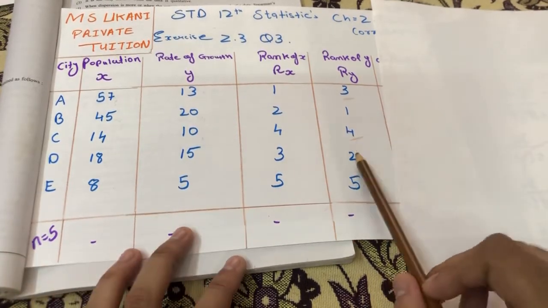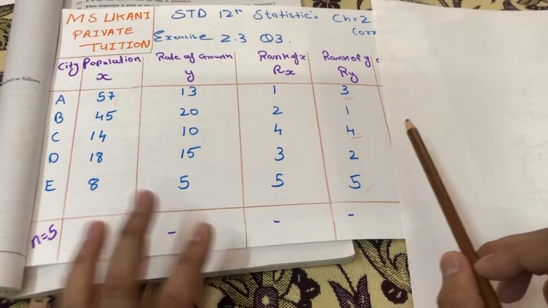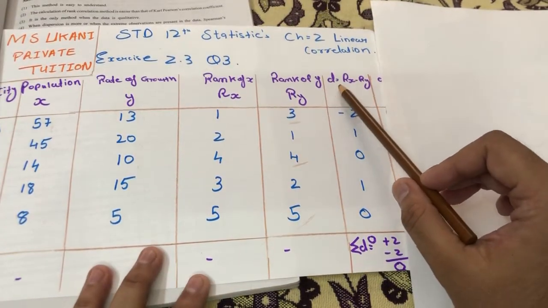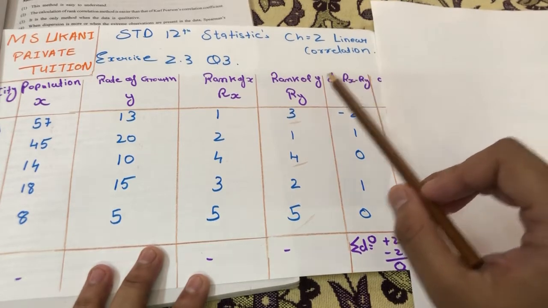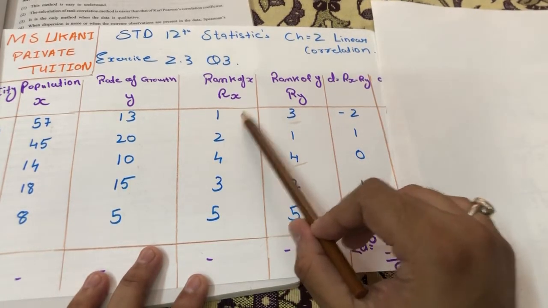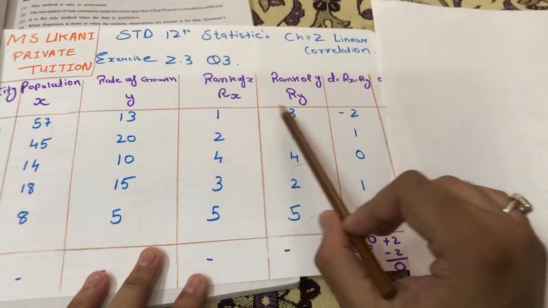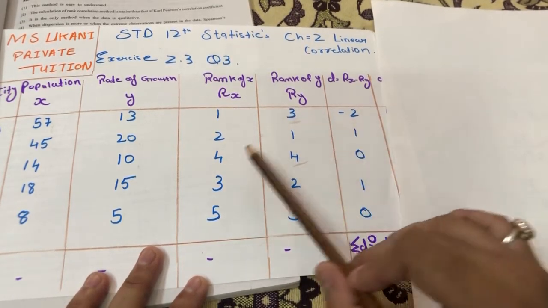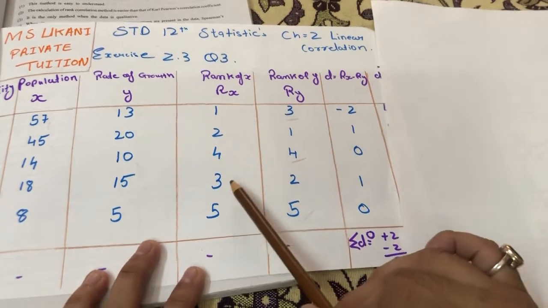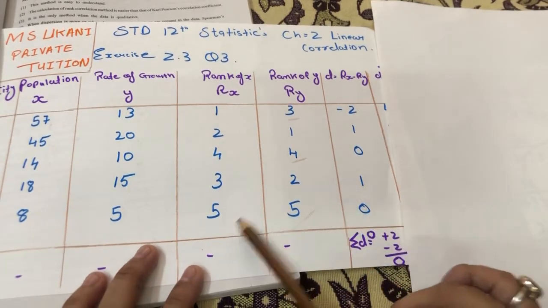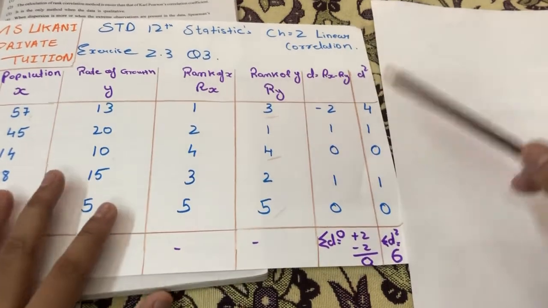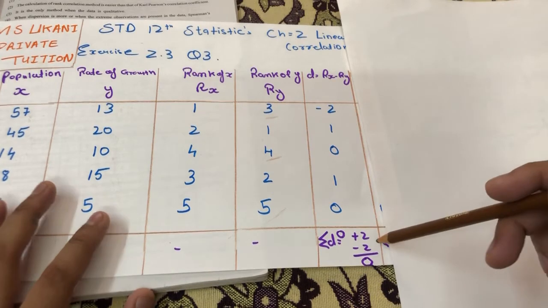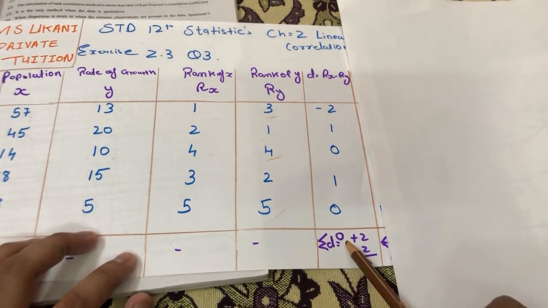After preparing the ranks Rx and Ry, now we will move to the D column. As you know, the formula for D is Rx minus Ry. So 1 minus 3, our answer will be minus 2. 2 minus 1 is 1. 4 minus 4 is 0. 3 minus 2 is 1. 5 minus 5 is 0. After calculating the D column, we have to add this column. So our summation D will be 0.